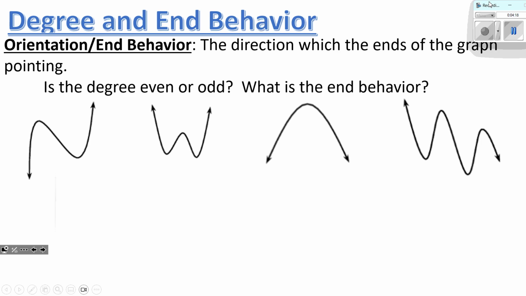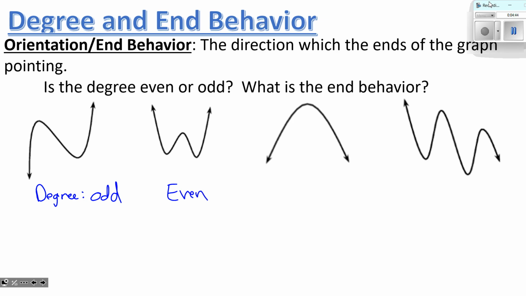Here we have a few random sketches of graphs. We want to determine the end behavior and what that degree is. So I know right away the degree on this is going to be an odd degree, because one's pointing up, one's pointing down. There's 2 ends to it. And I can keep going down the list here. Well, this one's going to be even because they're both pointing up. This one's going to be even because they're both pointing down. They agree. And the last one is an odd degree based on the fact that one to the left is pointing up, to the right is pointing down.